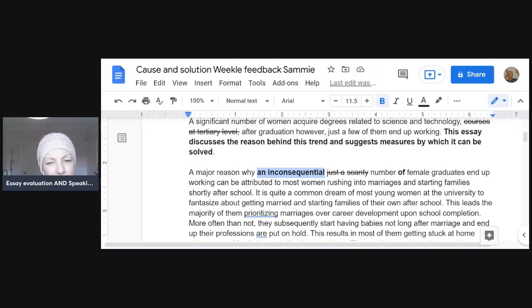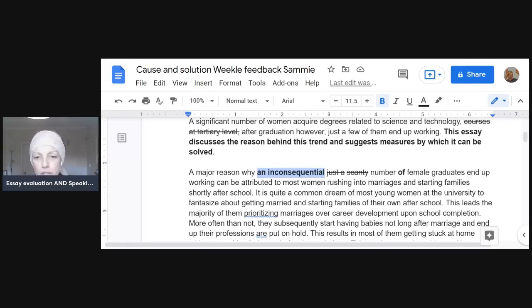number, that's a new word for you today, of graduates end up working can be attributed to most women rushing into marriages. I don't know, that's also a little bit informal. It's women marrying and starting families shortly after school. I would say getting married. I don't know that I would say rushing into marriages here.